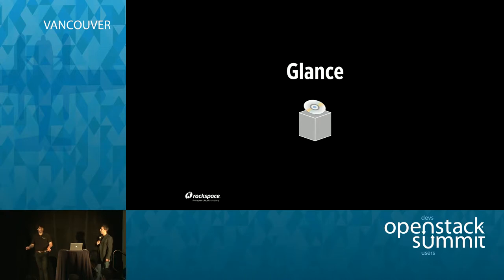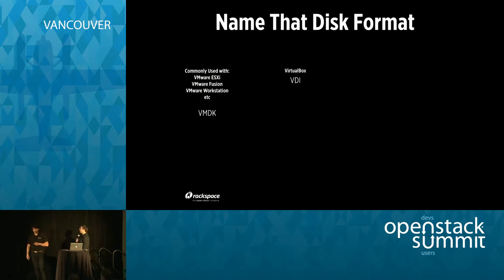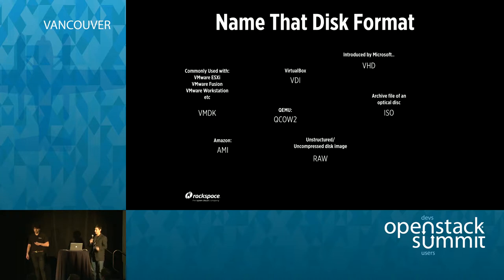Okay, so we'll talk about Glance real quick. We know Glance is the image service. Name that disk format. Let's do this real quick. What's commonly used with VMware ESXi, VMware Fusion, VMware Workstation? VMDK, exactly right. VirtualBox, VDI. How about an archive file of an optical disk? ISO, yeah. Introduced by Microsoft, VHD. What about QEMU? This one's a little hard for some people that are new to this stuff. QCOW2. Amazon, AMI. And then we have the unstructured, uncompressed disk image, RAW.